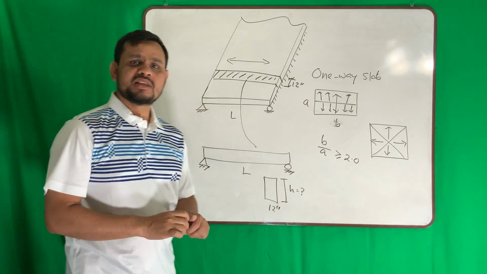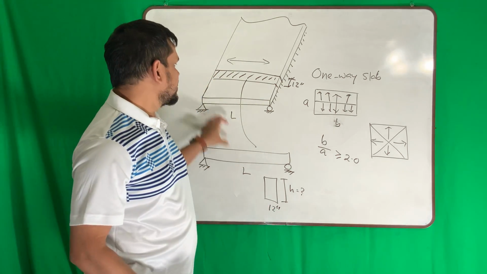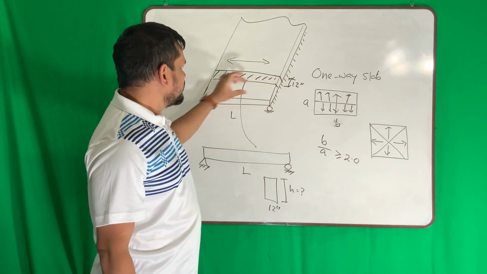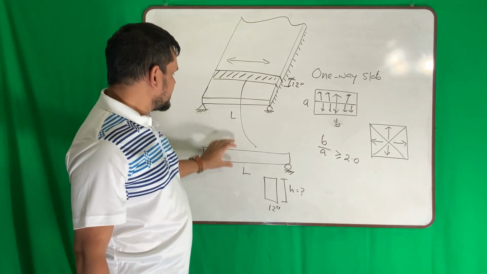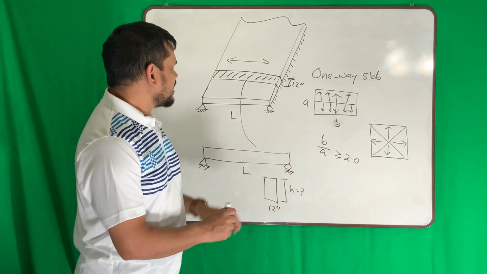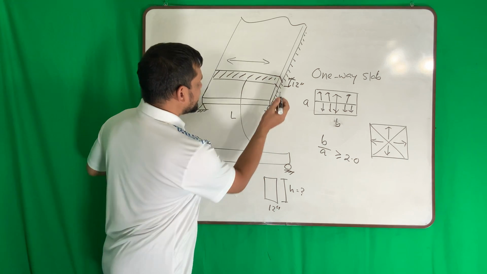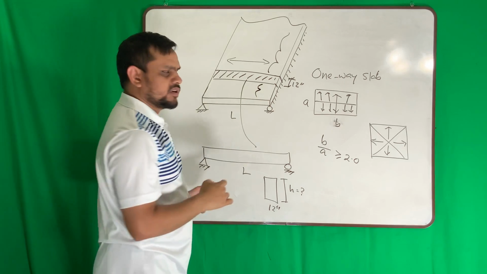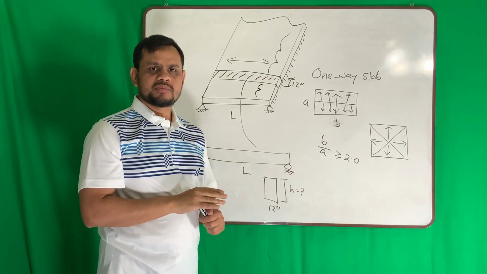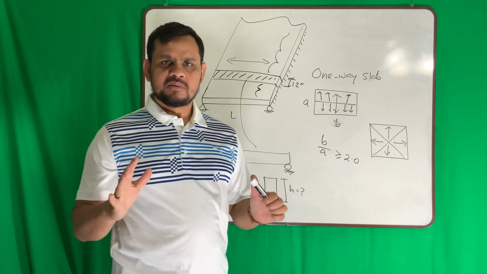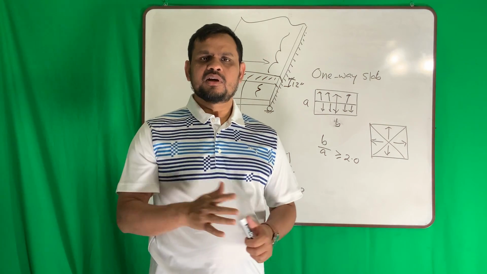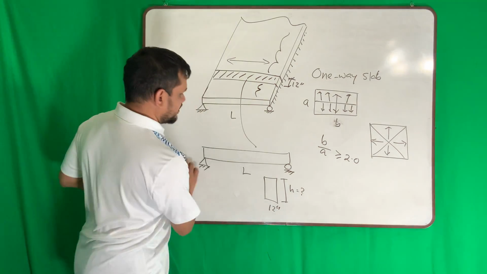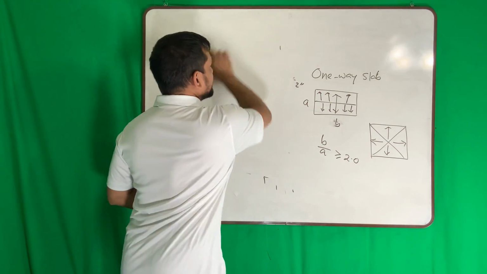Yes, so this is the main concept of one-way slab. It is actually a beam. If one side is so large that load goes only one way, what we do, we take a 1 feet strip and design it as a beam. Whatever my reinforcement in this beam, we keep on repeating it. So that is the concept of one-way slab. One-way slab is nothing but a simple rectangular beam. Okay, that is the first concept about one-way slab.